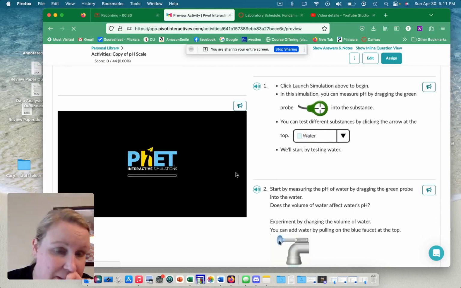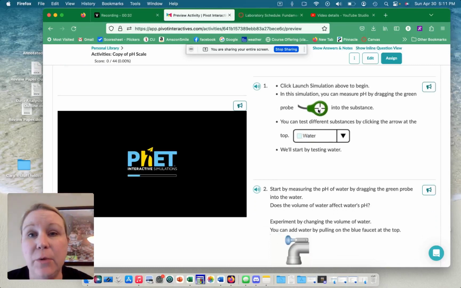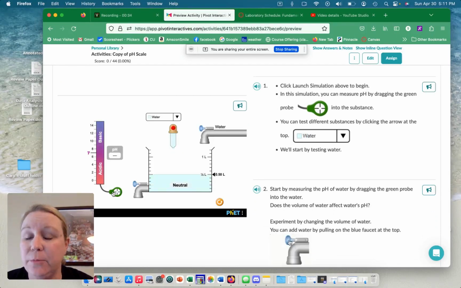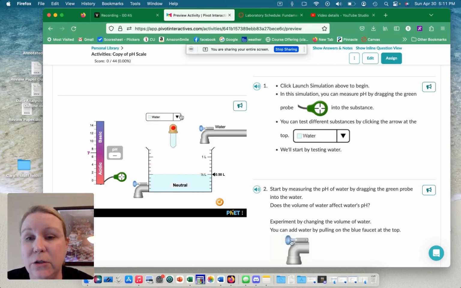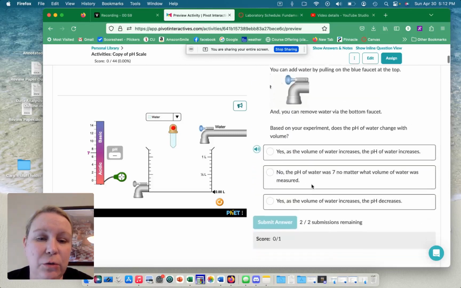Now, in this simulation, you are going to notice that there's a green probe, and that's going to be your pH probe. So you can come over here and you can place it there to see the pH. You're also going to notice that there's some different substances here that you can look at by using the drop-down menu there. And then you can move this out to reduce the volume of the water, or any liquid that you have. So they're going to instruct you through that.